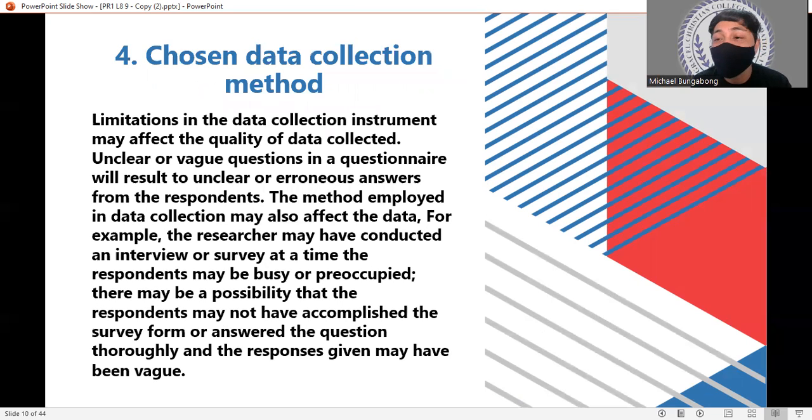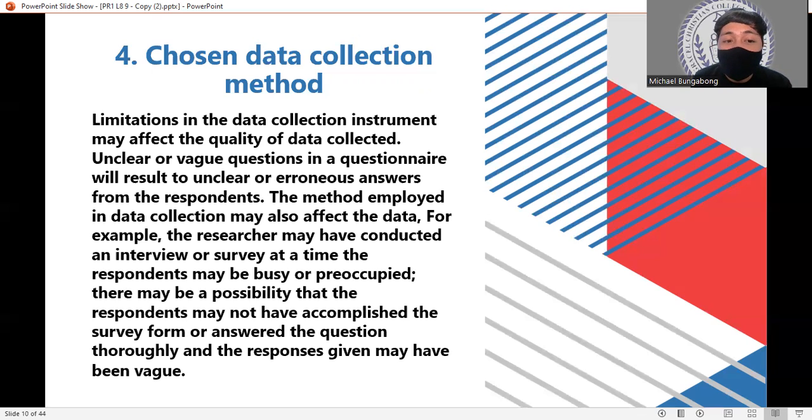And number 4, chosen data collection method. So limitation in the data collection instrument may affect the quality of data collected. Unclear or vague questions in a questionnaire will result to unclear or erroneous answers from the respondents. All right, so they are saying here that there are vague questions, meaning malabo or hindi malinaw, no, unclear questionnaire. So this limitation in the data collection instrument, no, yung sa ginagamit natin na mga survey questions, something like that, it could probably, what can I say that? Meaning pwedeng possible na magkaroon ng error or mali.